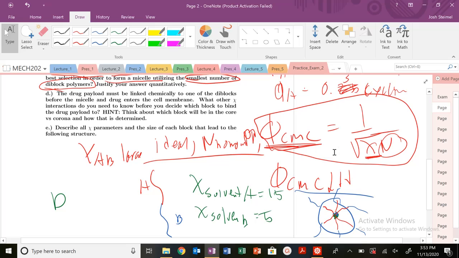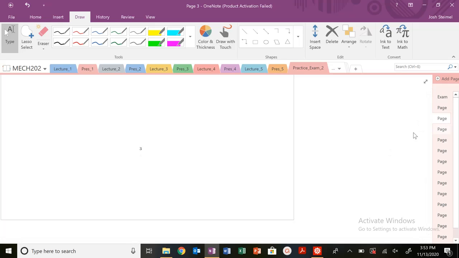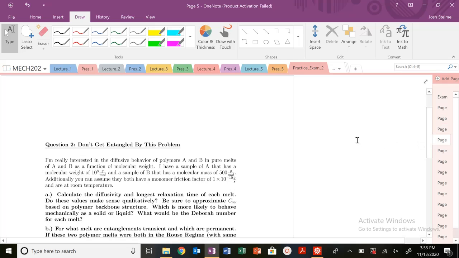So that's about it. I went through it quite long, but you can move through this problem a little bit faster. I just want to make sure that we're all on the same page before your exam.